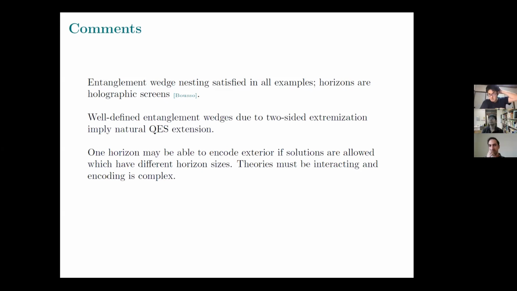One weird point is that a single horizon can actually encode the exterior. It may be able to encode the exterior if you allow solutions which have different horizon sizes. Usually the solutions we consider, like de Sitter-Schwarzschild, have a Z2 type symmetry, which shrinks both horizons equally. But you can mess with that. You can write down other solutions which have horizons of different sizes. Then if you consider the entropy of the big horizon, it's going to want to grow and shrink to the smaller one and take up that horizon. And then the entanglement wedge would be the full exterior.